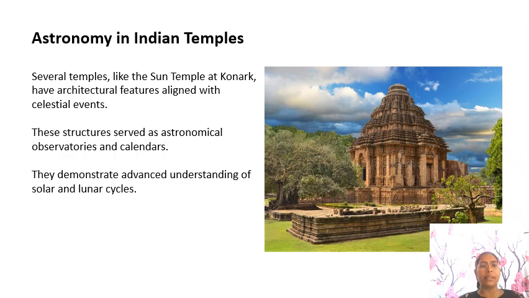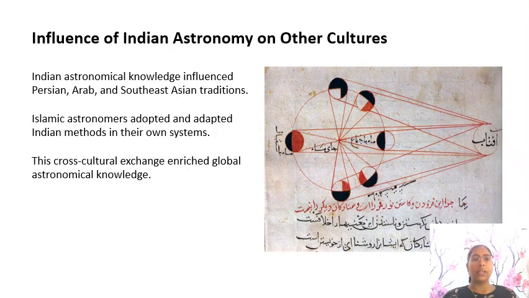Astronomy in Indian temples. Several temples, like the Sun Temple at Konark, have architectural features aligned with celestial events. These structures serve as astronomical observatories and calendars. They demonstrate advanced understanding of solar and lunar eclipses.